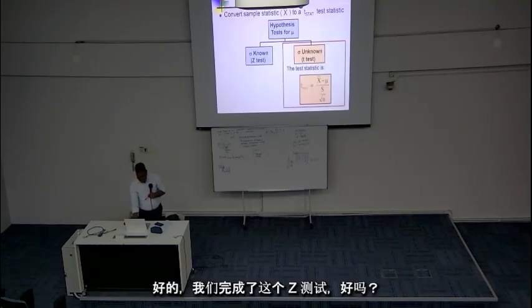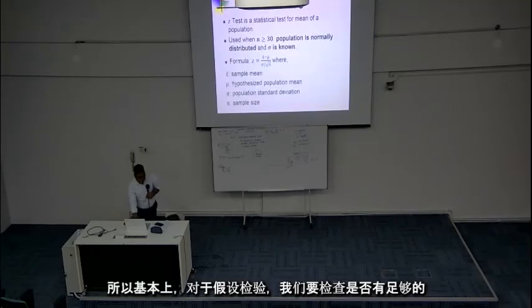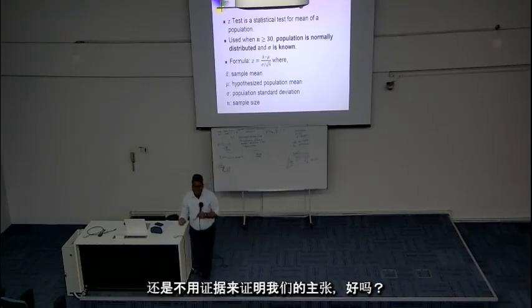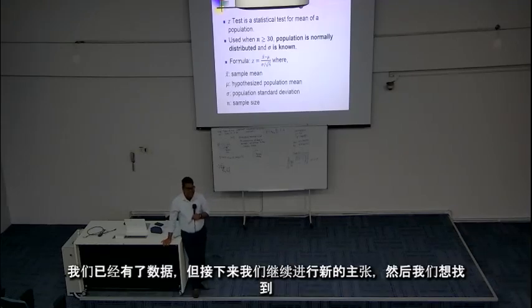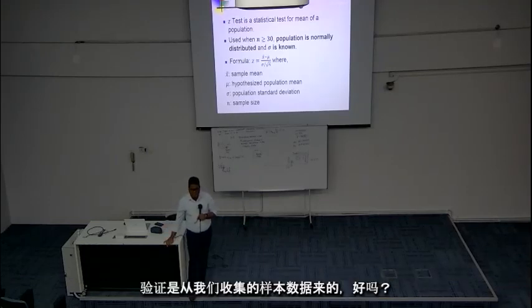All right, so this one we finish for the Z test. Basically for hypothesis testing we want to check whether we have enough evidence or not to prove our claim. We already have the data, but then we proceed with the new claim and want to find the evidence. So how are we going to get the evidence? It is from the sample data that we collected.